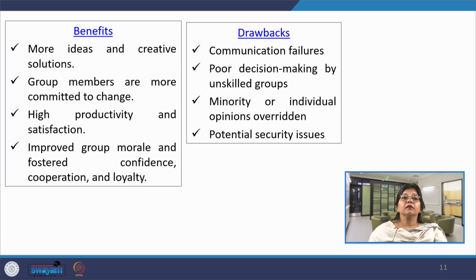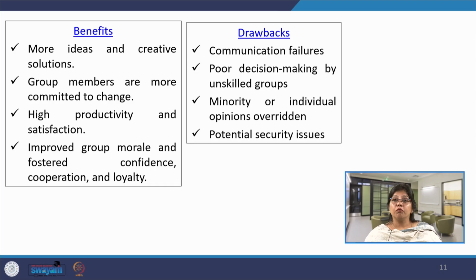What are the drawbacks? There are communication failures, because sometimes when freedom is given at large to every member, there is no communication and members tend to take their own decisions and execute them in a very fastidious manner. There is poor decision making by unskilled groups. Now, if autocratic leadership is appropriate when members are new, then democratic leadership is not conducive when members are unskilled or have no knowledge about their tasks. Under such circumstances, this leadership can hamper the growth of the organization.